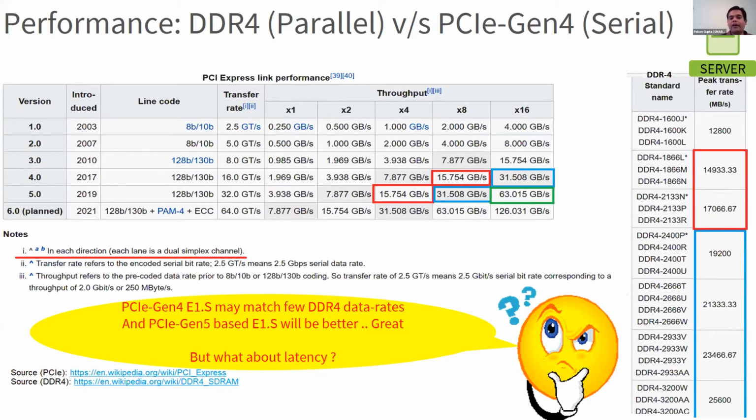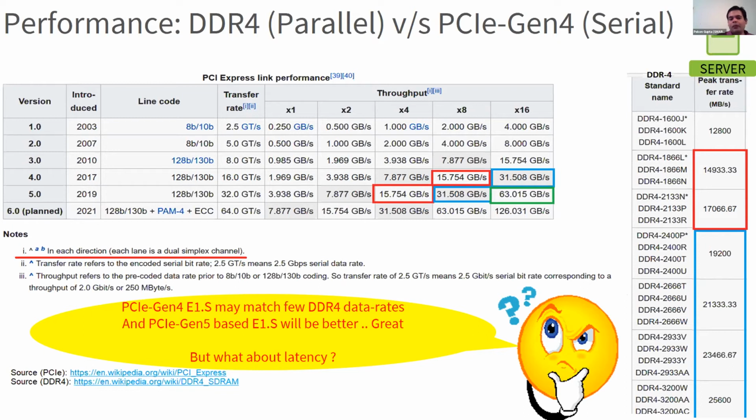The PCI Gen 5 version will have data rates somewhere around 31 gigabytes per second, or even higher, 63 gigabytes per second, which is far more than what DDR4 itself can support. So the summary is that performance is better or equivalent or better in case of serial interfaces.